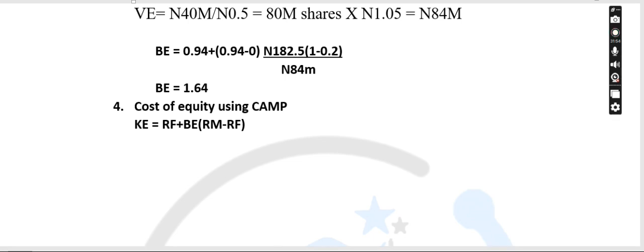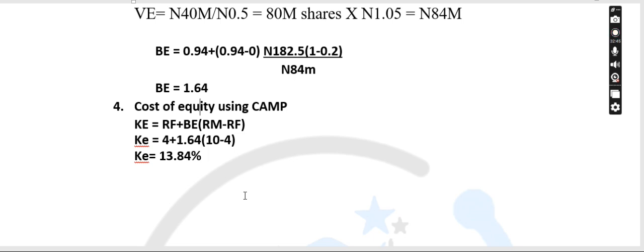Now, cost of equity. We already know our risk-free rate. What is our risk-free rate? 4%. So 4% plus BE 1.64, times market return of 10 minus 4. What is the figure, please? 13.84. Yes, 13.84%.